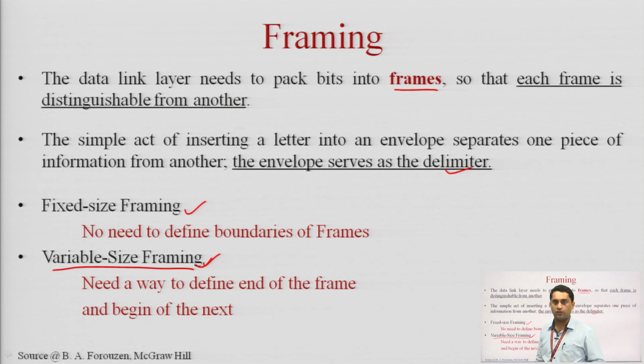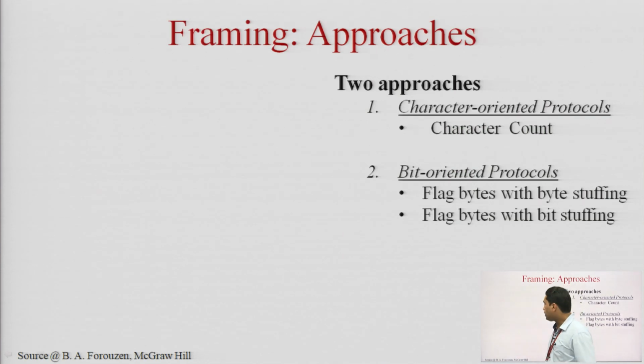So let's focus on the methods, how we can do the framing and how we can notify the receiver how to create these frames. There are two approaches. Both approaches are under variable size. For fixed size, there is no issue. Under variable size, we have two main categories: one is character oriented, another one is bit oriented.